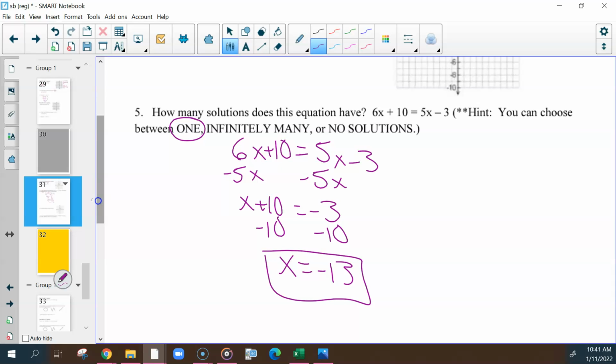If you remember that if they have the same coefficient and constant, that would give you infinitely many. That would eliminate that. In order to have no solution, they have to have the same coefficient with different constants, which is not the case here. So the only option would be 1. Any questions on 4 or 5?